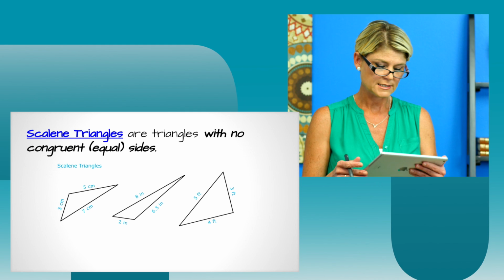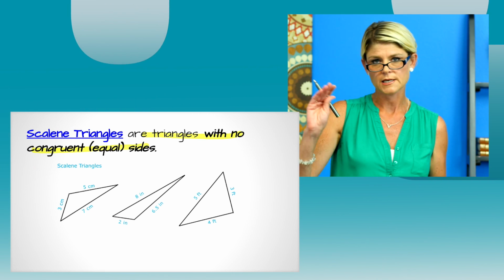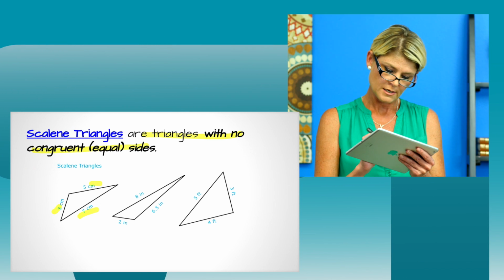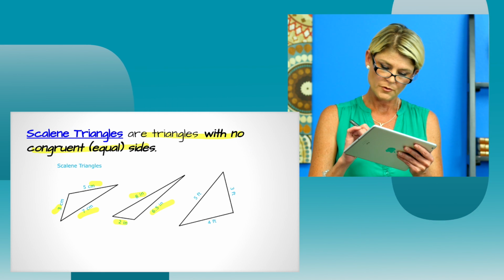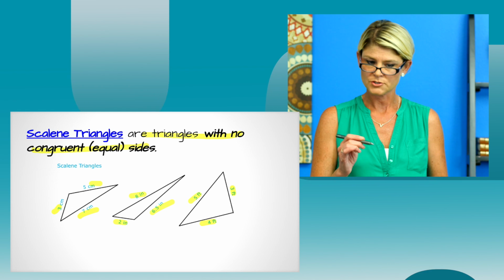And the scalene is a triangle that has no congruent or no equal sides. All 3 sides are totally different. Take a look, 5, 7, 3, 8, 6.5 inches and 2 inches, 5 feet, 3 feet, 4 feet. They're all different measurements. That is a scalene triangle.